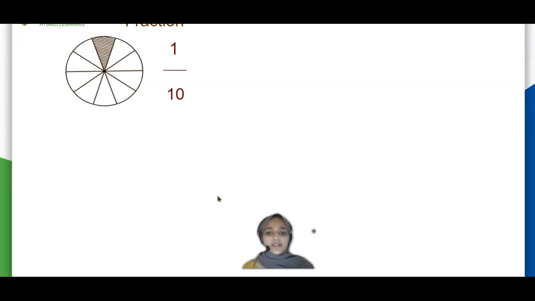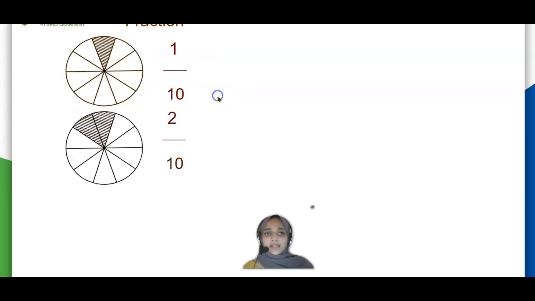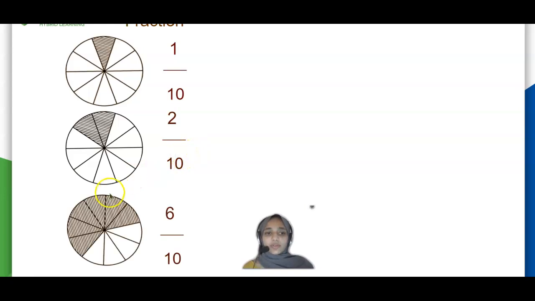Now let us convert some fractions to decimals and then to percentages. Okay, so we already studied this, right? In this, out of 10 there is one shaded and we can call it 1 by 10, and in the same way out of 10, 2 are shaded and we can call it 2 by 10. Now, out of 10, 6 are shaded and we can call it 6 by 10. In fraction, we write it like this: 1 by 10, 2 by 10 and 6 by 10.